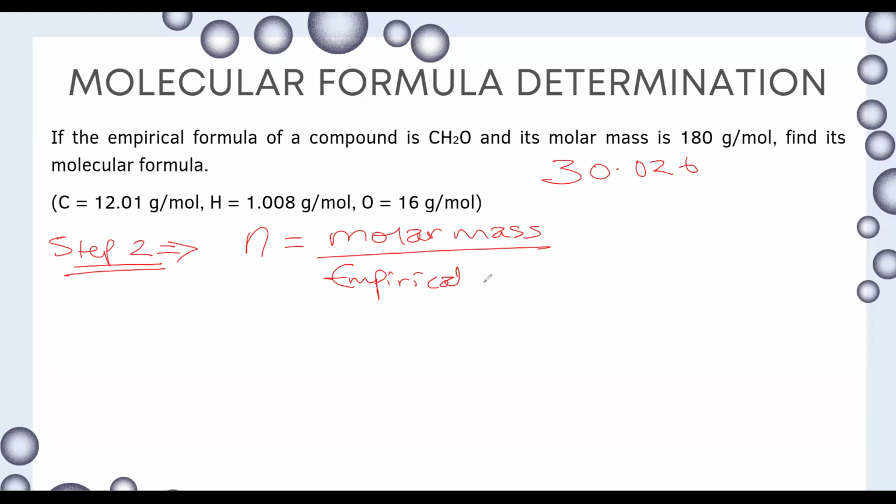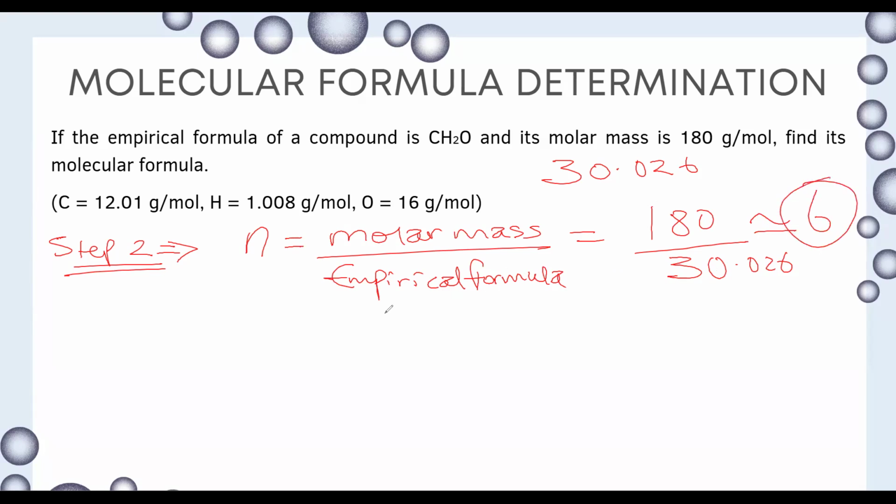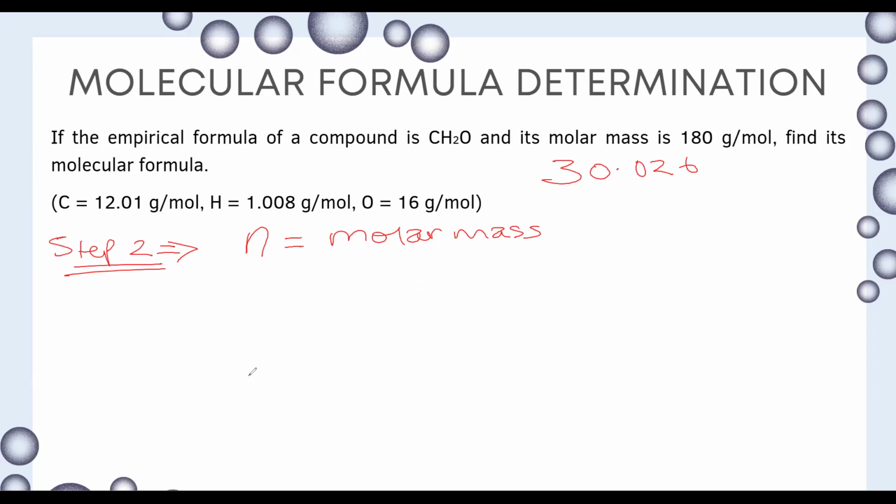Don't worry, if this doesn't make sense to you, this class is being recorded, okay? So you just go back and watch it. So the molar mass of the compound is 180 grams per mole, and the empirical formula mass is 30.026. If you do this arithmetic, you're going to end up with approximately 6 as n. So your n, which is the multiple, is equal to 6. So now, step number 3 that you said you did not get, Nifemi, is what we're about to execute right now.